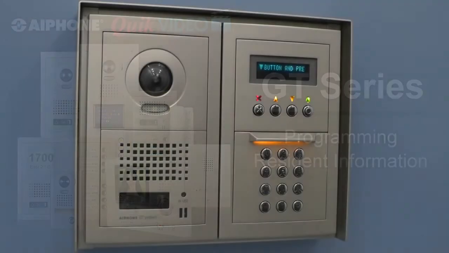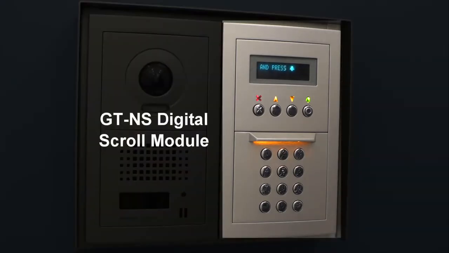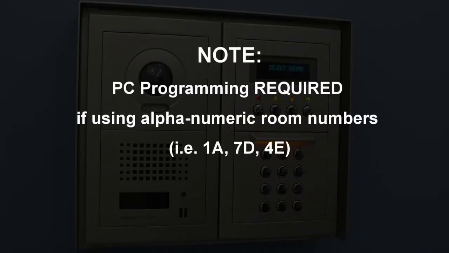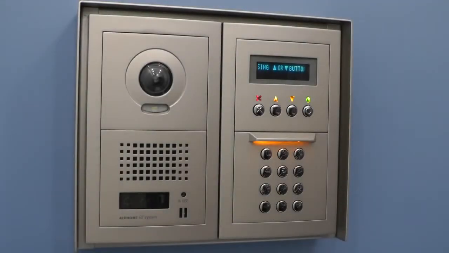In this video, we are going to be demonstrating the proper technique for entering resident information into the GT-NS digital scroll module via the entry panel keypad. This process can be done with any digital entry panel, audio or audio-video, that contains a GT-NS module. If your location requires the use of alphanumeric room numbers, you will need to use the PC programming method instead of this manual method. Please refer to the GT installation manual for directions.